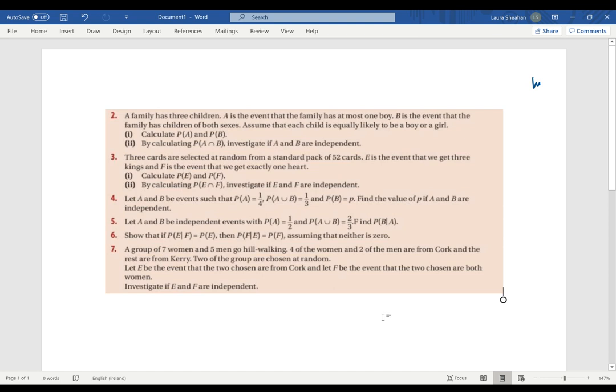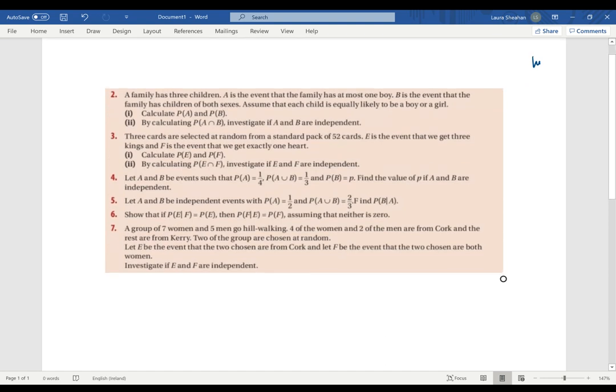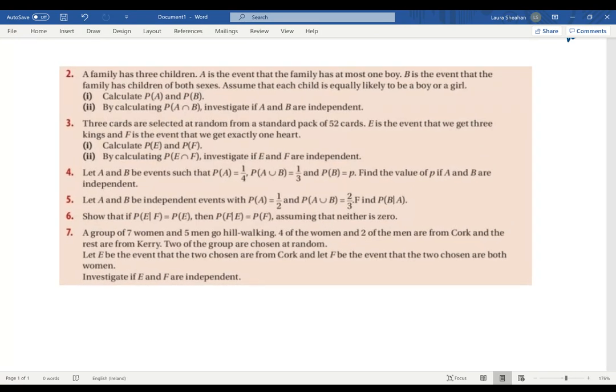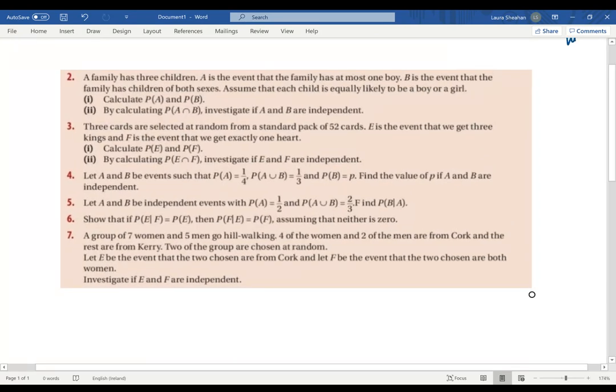Okay, so here are some questions on proving, or investigating whether, events are independent. I'm going to work through some of these. If you still have questions after it, please ask.